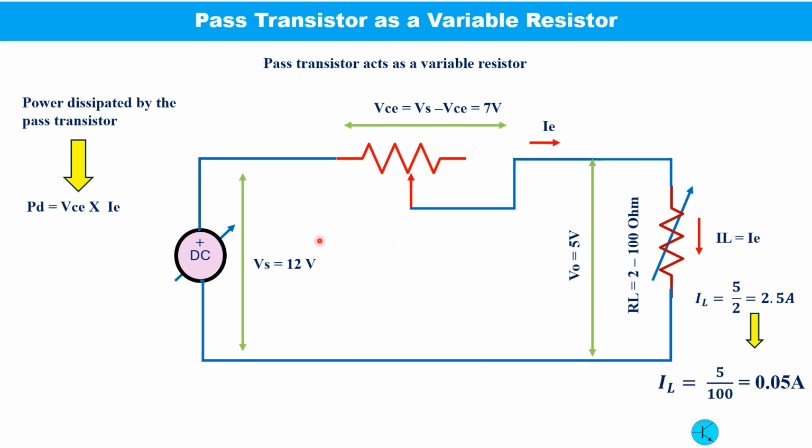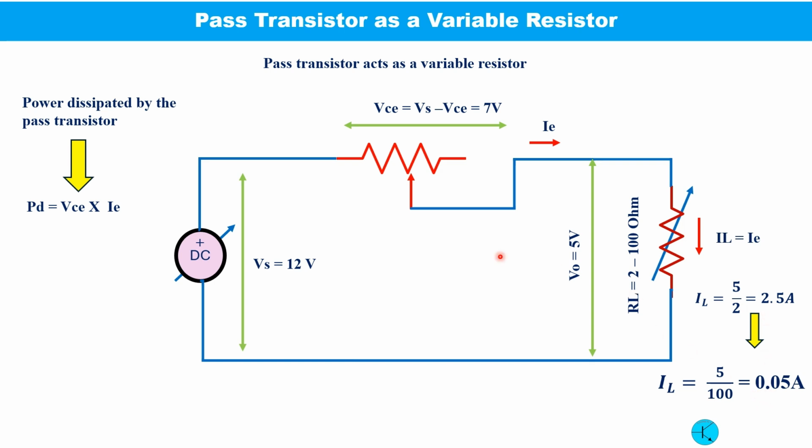An example is shown in this slide. Suppose we wish to have a fixed voltage of 5 volt at the output. We are changing the load from 2 ohm to 100 ohm, and we are using a 12 volt power supply at the input. As the voltage is fixed, the current should change from 2.5 amp to 0.05 amp.